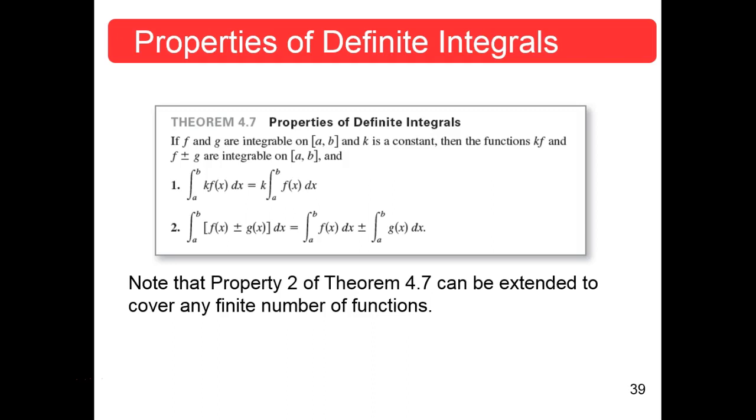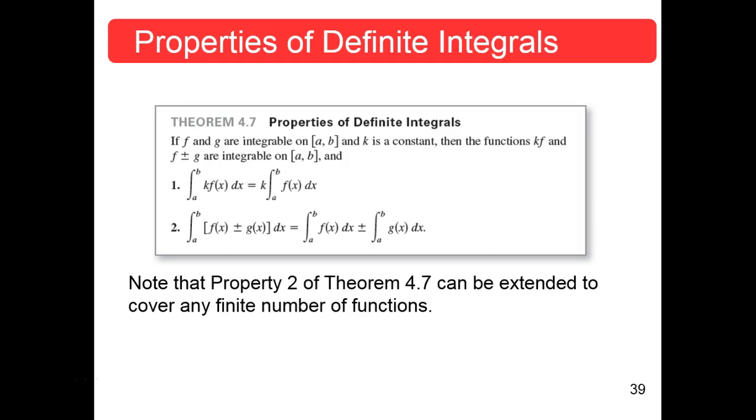So here are some other properties of definite integrals. If f and g are both integrable on some interval a to b, and k is any old constant, big, small, positive, negative, fraction, decimal, rational, irrational, it doesn't matter, then the functions kf and f plus or minus g are both also integrable. This is basically your linearity property of integration. So if you have a constant times an integral of a function, pull the constant outside. Just integrate the function and then multiply that result by the constant.